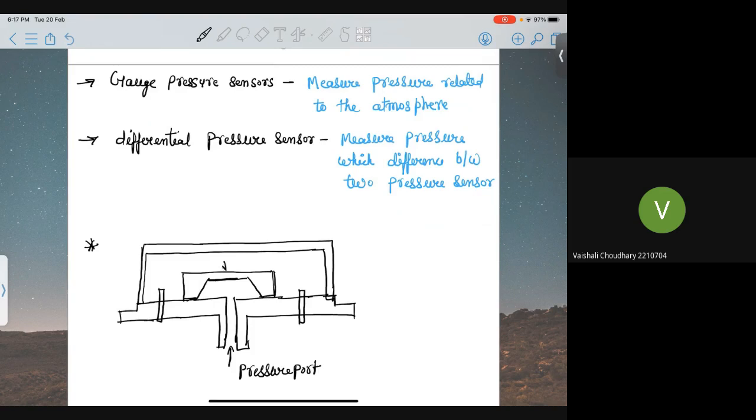This height is h and this distance is 2a, right? And these are some leads which are attached to the membrane. We call them lead outs.